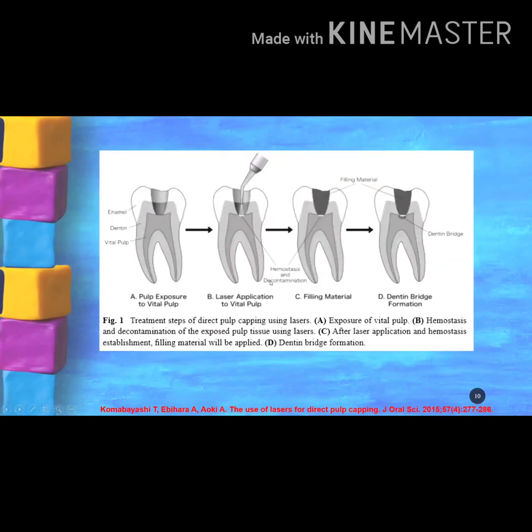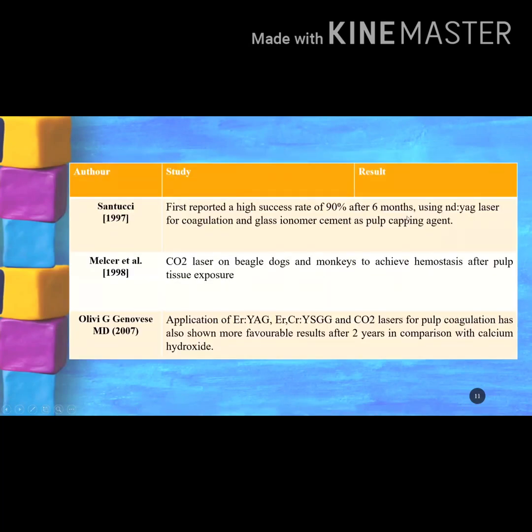Now for direct pulp capping, first caries is removed. Then on the exposure site, laser application is done. After achieving hemostasis, the protective layer of a biocompatible material is placed, and on that permanent restoration should be done. After 1 month, formation of a dentinal bridge is seen.